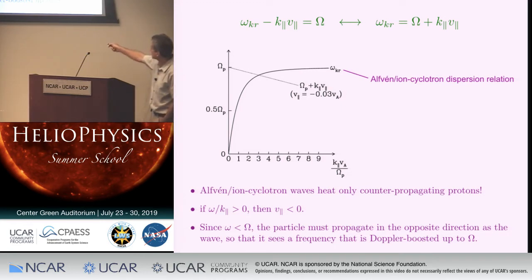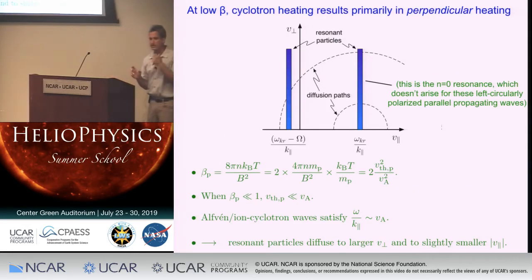Now, one other way to understand why that is the case is that because the lab frame frequency is always a little bit less than the cyclotron frequency, if we want to get the Doppler shifted frequency to be the cyclotron frequency, we have to Doppler boost the frequency, right? The ambulance has to be coming towards you to increase the frequency. The wave has to be coming towards you. The particle and the wave have to be approaching each other so that the Doppler boosted frequency gets up to the cyclotron frequency.